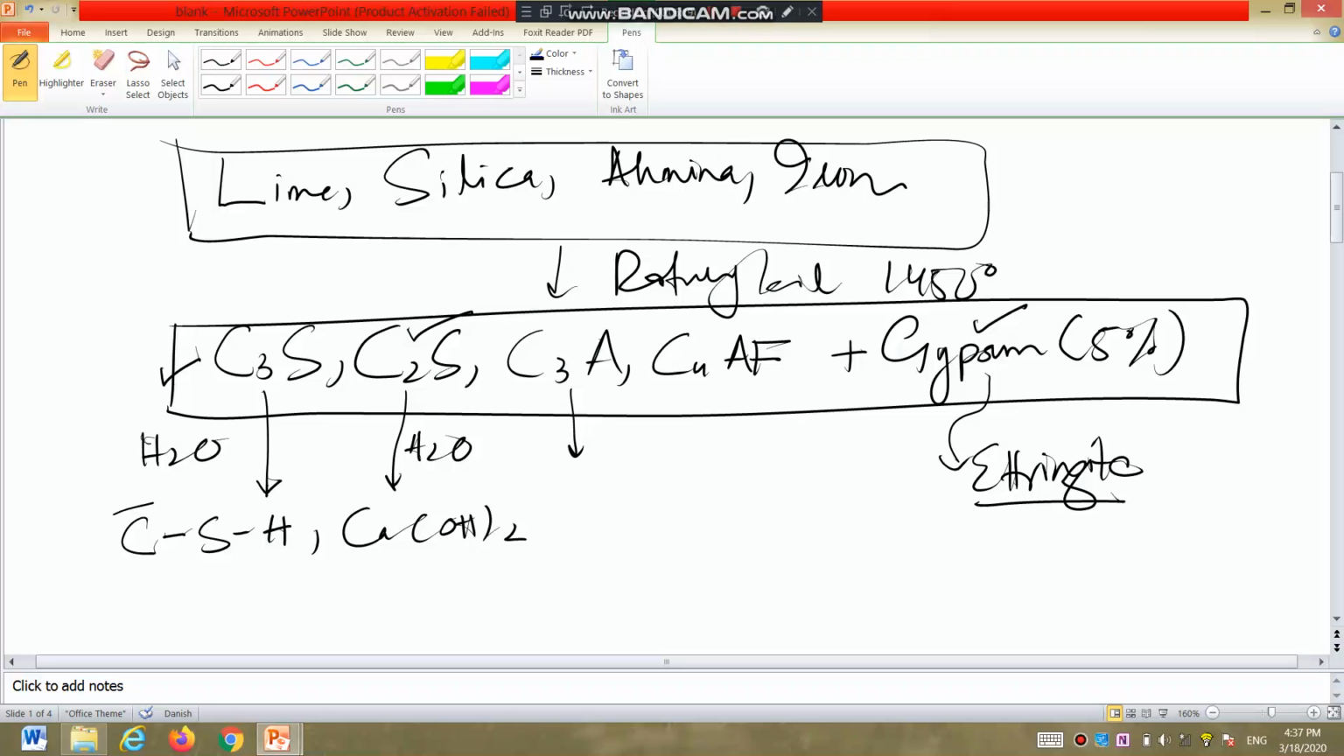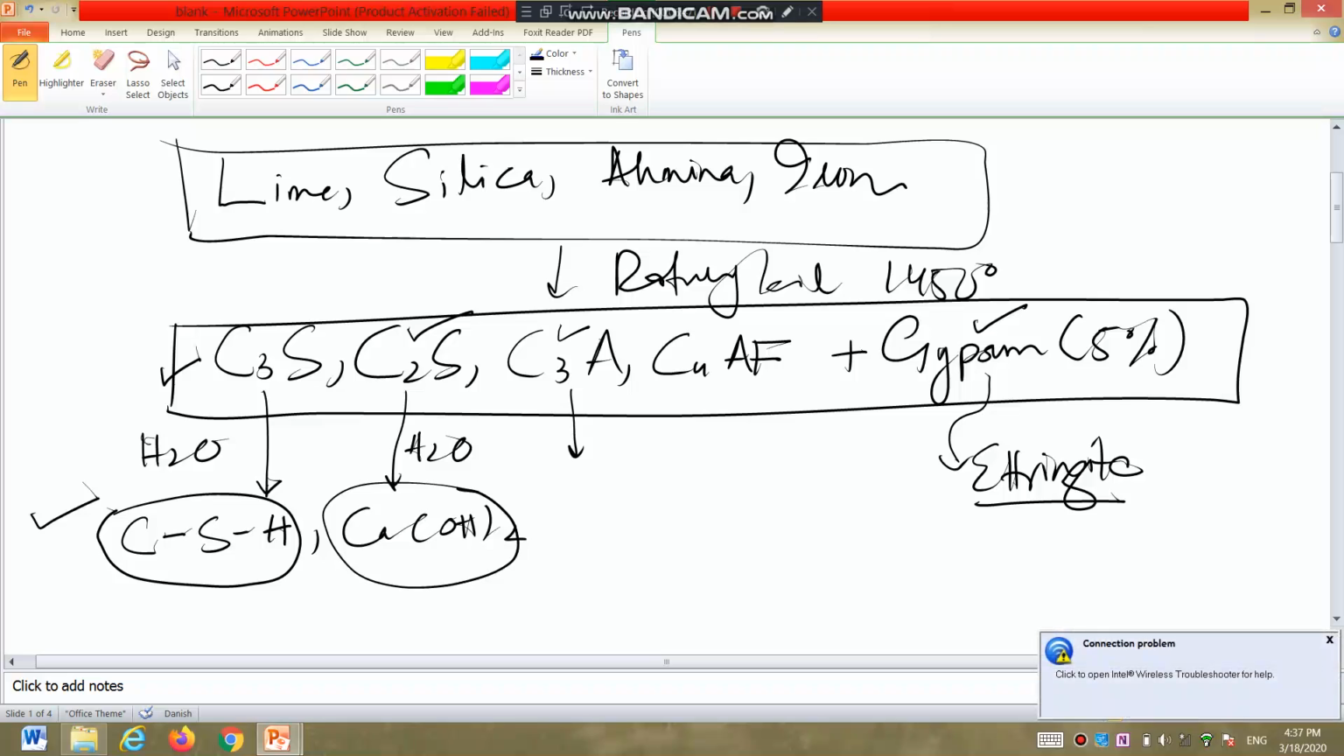Calcium silicate hydrate gel is the main compound after hydration because it is the only compound that is responsible for the strength of concrete. Whenever we study the strength of concrete due to hydration, it will be because of the presence of calcium silicate hydrate gel. Calcium hydroxide again is an undesirable compound, and the presence of tricalcium aluminate and calcium hydroxide in water makes concrete weak in terms of sulfate resistance.